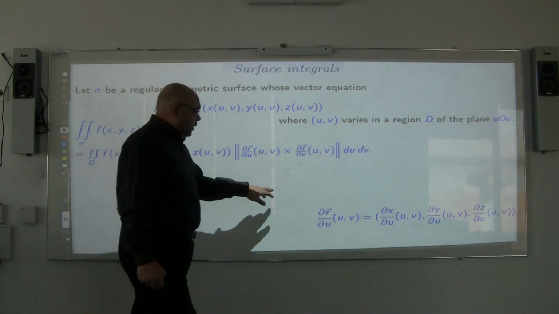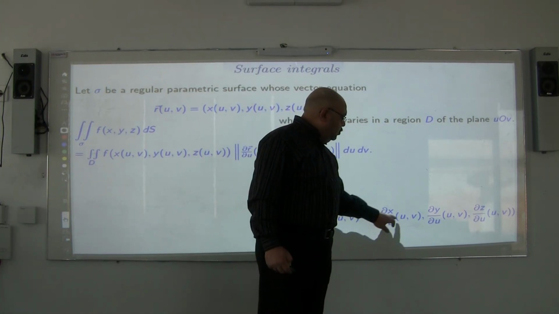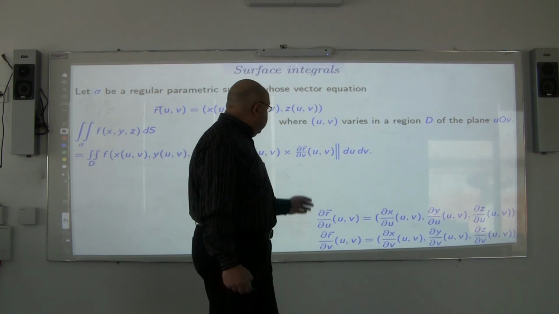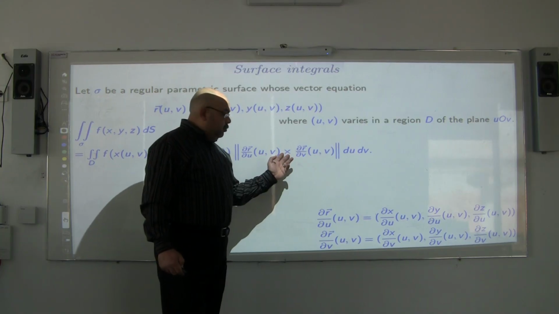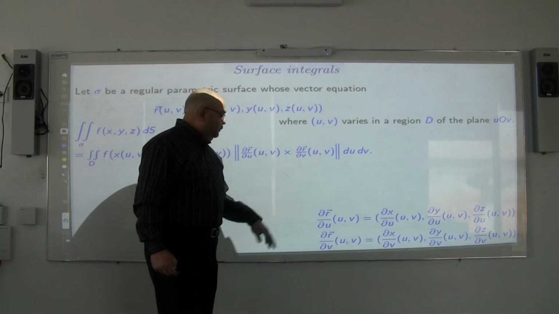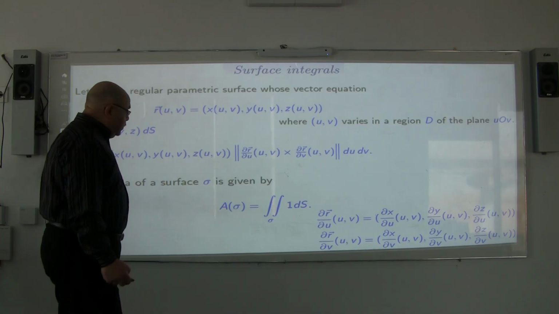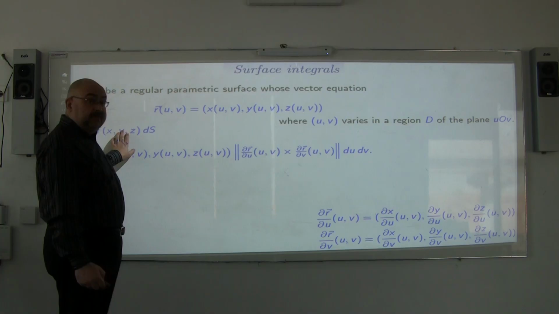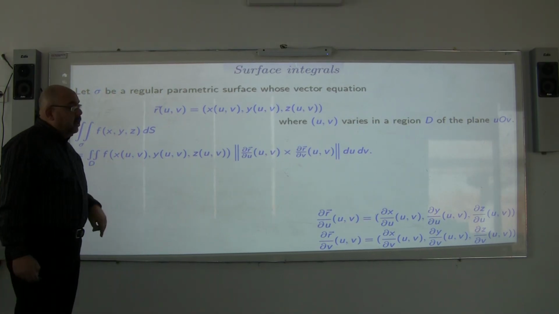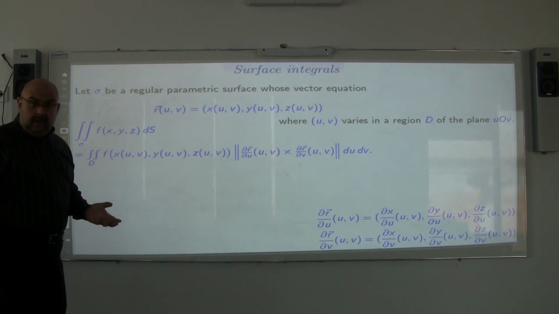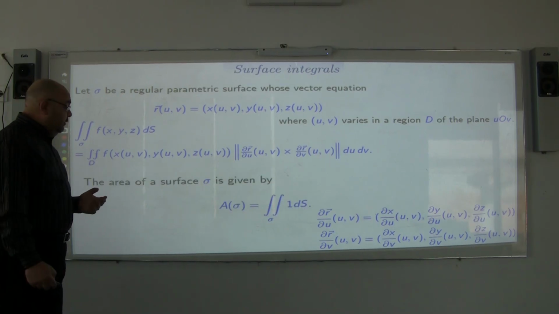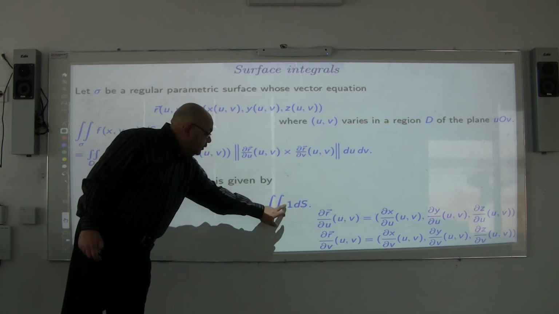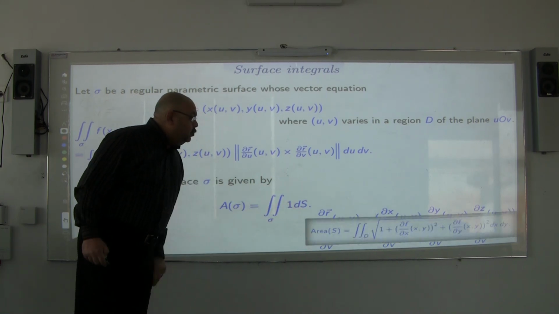So partial R, partial u, is going to be partial x, partial u, partial y, partial u, partial z, partial u. And this is v for you to remember. These are the two components that we will take the cross multiplication of. So here once more, this is about the evaluation of this function on the surface. If you need to evaluate the area on this surface, it's going to be really, really simple. All I have to do is use the surface element, but considering the integrand equal to 1.